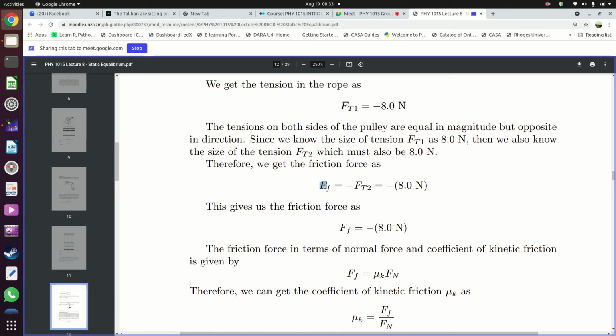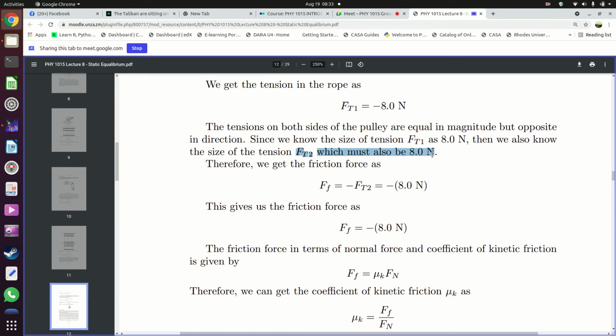We have also found this relationship. The friction force is equal to Ft2. So this negative needs to go. But remember what we said. Ft1 and Ft2 is just tension in the same rope. Are we clear? Ft1 and Ft2 are tension on different sides of the pulley. But as long as the rope is the same, the size of the tension is going to be the same. Therefore, it turns out that Ft2 is also equal to 8 newtons, because the rope is the same. We're not talking about different ropes here.